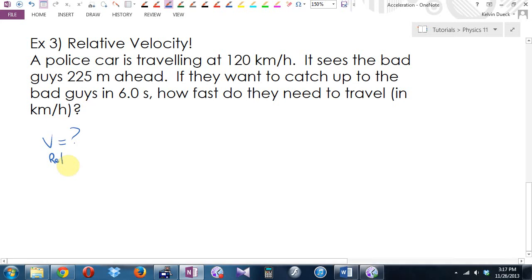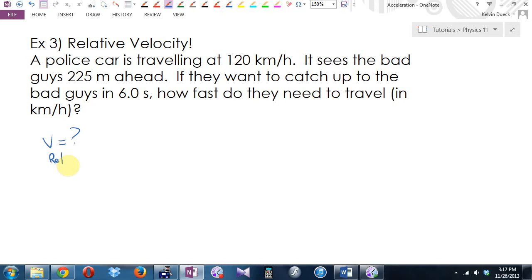Yeah, this works. I wanted to make sure I could handle this. Sees the bad guys 225 meters ahead. Sorry, back to where I was. If I'd given you both velocities, you would use it to find the relative velocity. Since I didn't give you both, let's find the relative velocity and see if we can figure out how fast they need to be going compared to the bad guys to be able to pull this off.